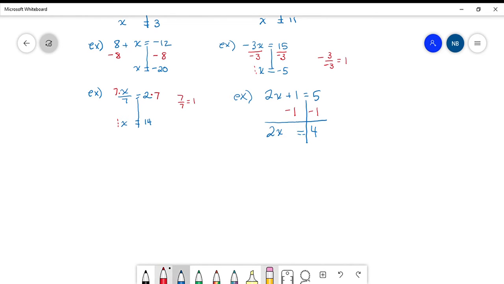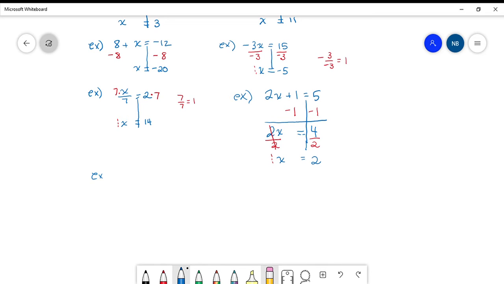And now, since my goal is x by itself, and 2 is being multiplied by x, I'm going to divide by 2 because 2 divided by 2 is 1. Well, if I do it to the left side, I have to do it also to the right side. So I divide by 2 on the right. 4 divided by 2 is 2. And I have my solution, x equals 2.